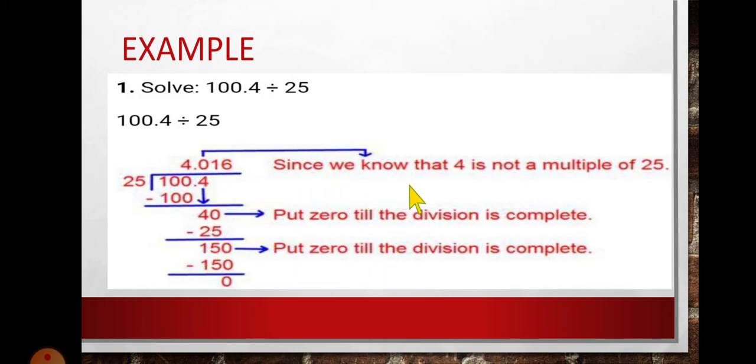Then since we know that 4 is not a multiple of 25, what is left here is only 4, and 4 is less than 25 also. Then we put 0. You can see here we put 0 till the division is complete. Then again 25 ones are 25, 10 minus 5 is 5, 3 minus 2 is 1. Then again we put 0, then 25 sixes are 150. So the division is fully completed.